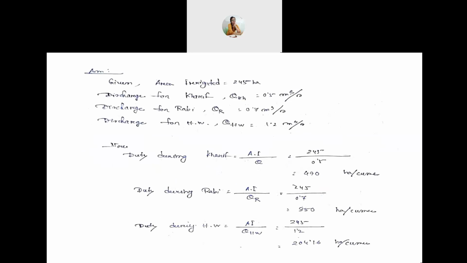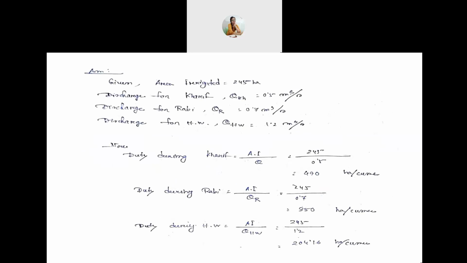The area irrigated was given as 245 hectares. Discharge for kharif crop was given as 0.5, discharge for rabi crop was given as 0.7, and discharge for hot weather crop was given as 1.2. Now, duty during the kharif crop can be calculated by using the formula: area irrigated divided by discharge.